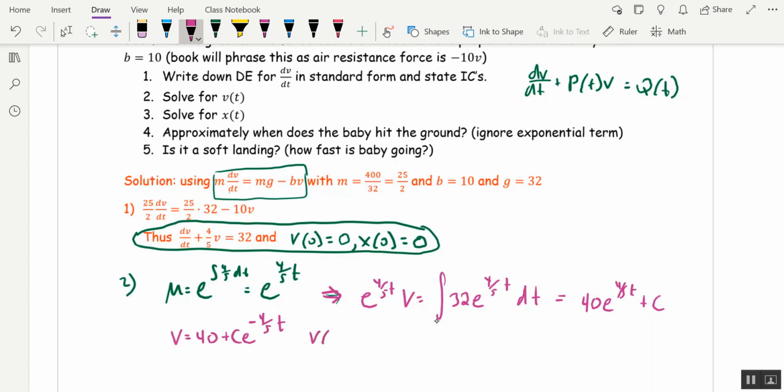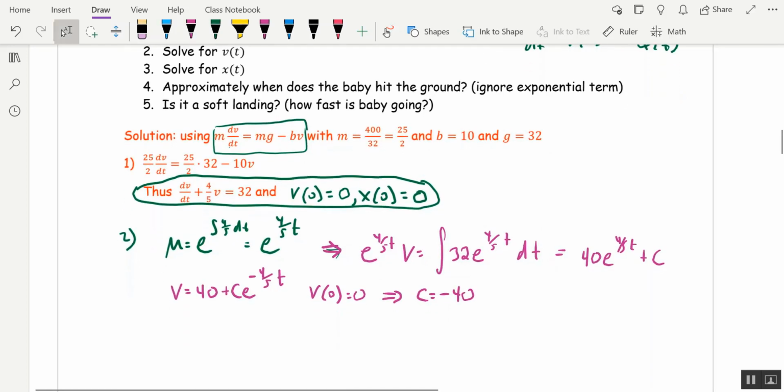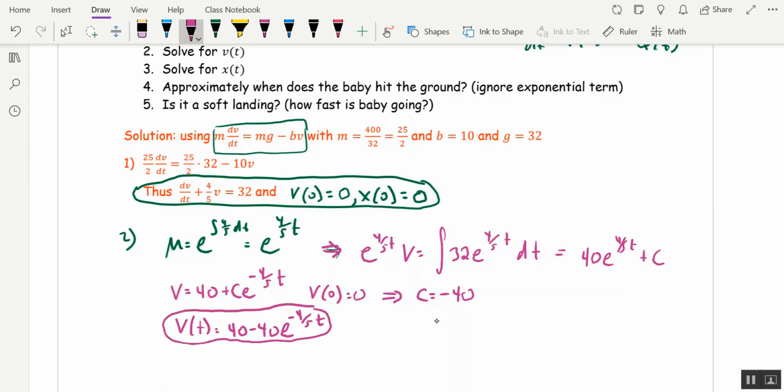Use v of 0 equals 0, and if we put a 0 in for v and a 0 in for t, we're going to get c is negative 40. So we've got v of t is 40 minus 40 e to the negative 4/5 t. And that's all we had to do in part 2.